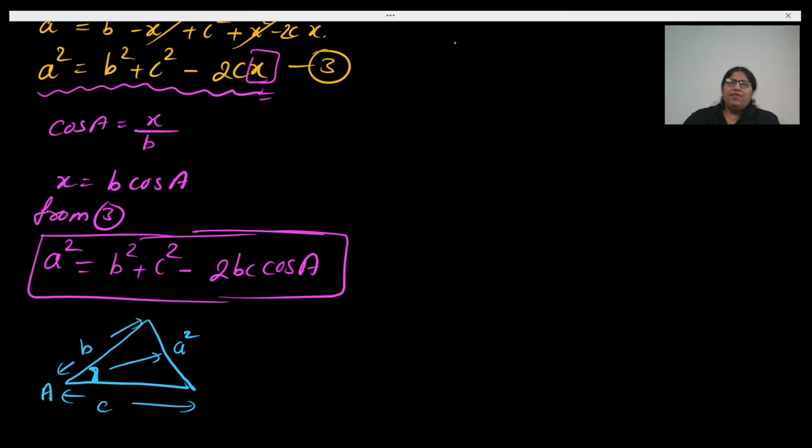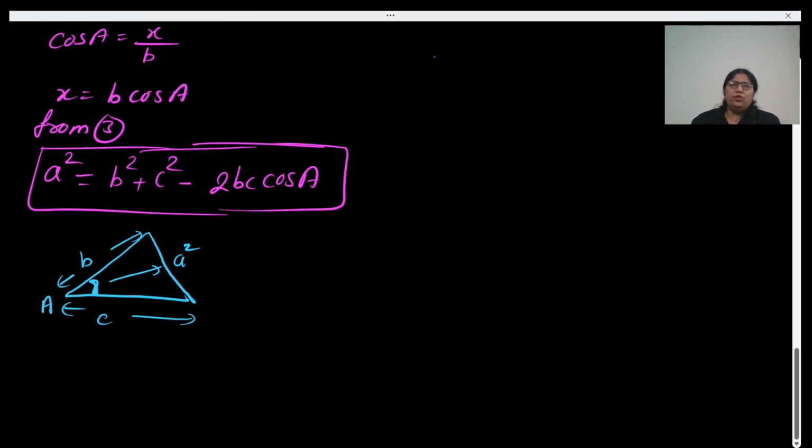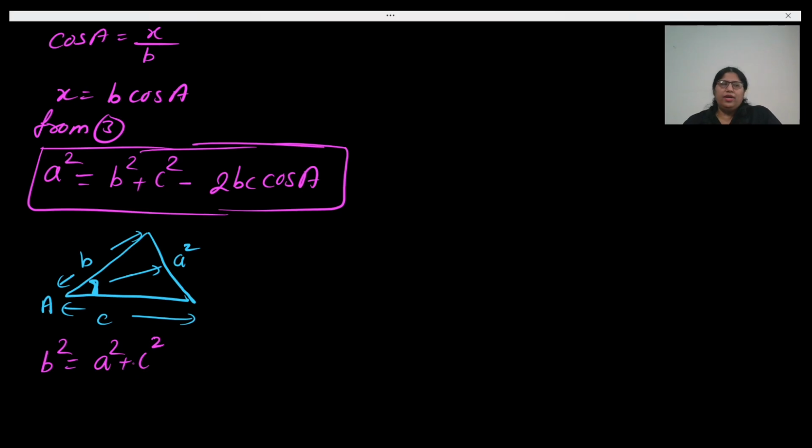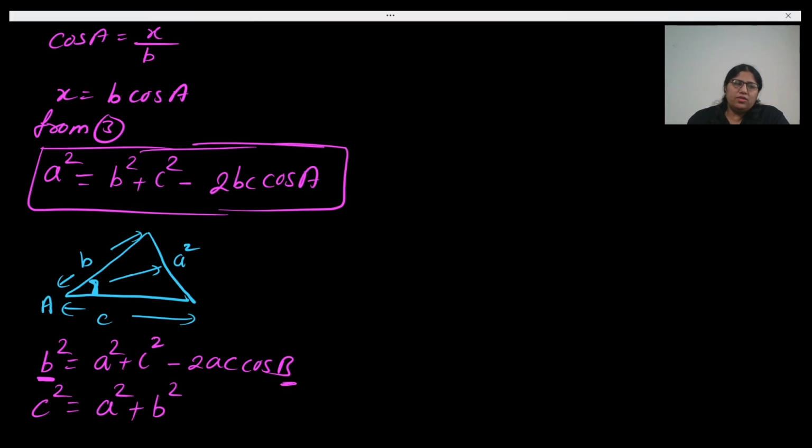Same thing if I'm writing for b square: the angle B will be the included angle, and a and c will be the adjacent sides. So a square plus c square minus 2ac cos B. Whatever side is opposite to that angle will come on the left. If I'm taking c square, the remaining two sides are a and b, so a square plus b square minus 2ab.